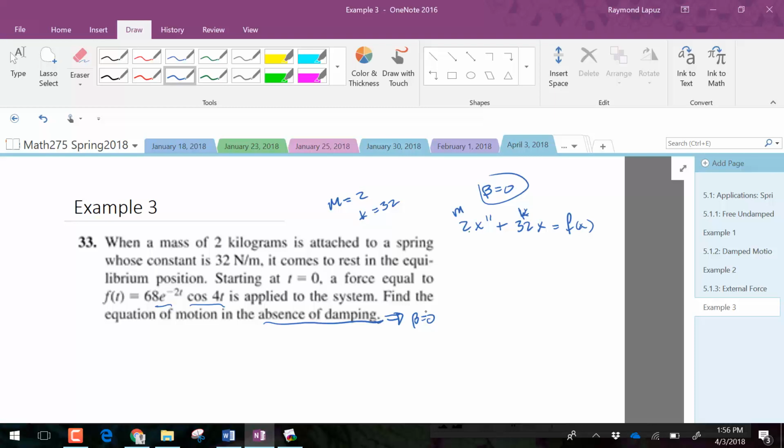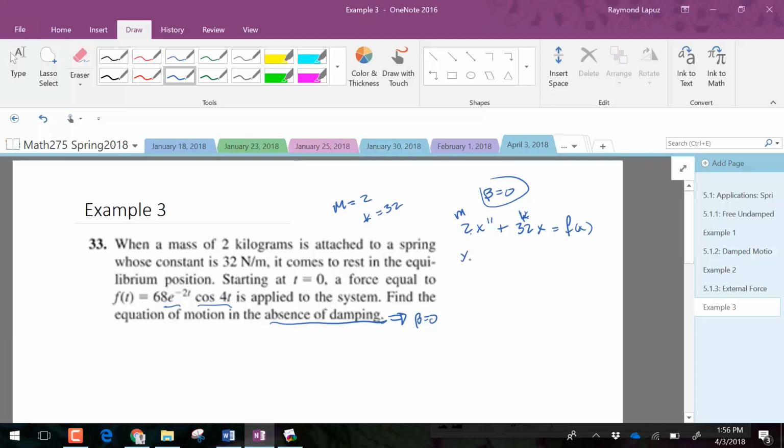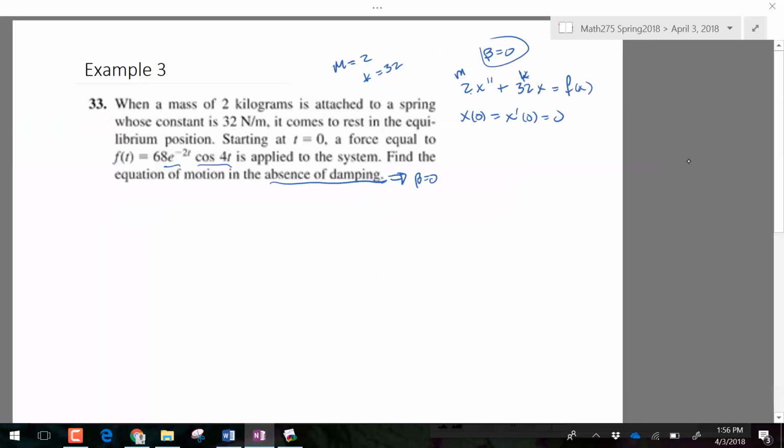Are there any initial conditions here? Find the equation of motion, absence of damping, comes to rest in equilibrium position starting at t equal to 0. So I guess we just have the external force, because the external force will take care of the movement of this thing.